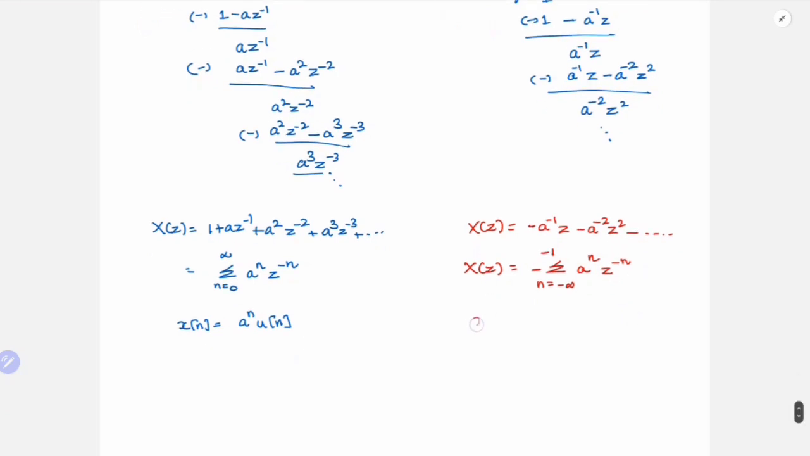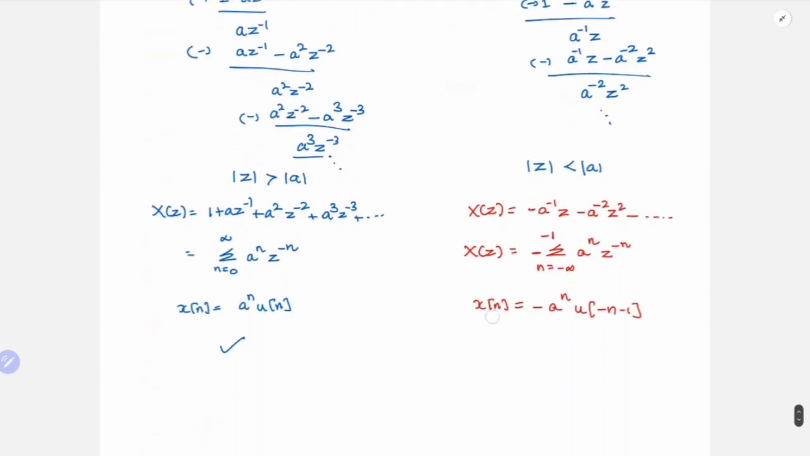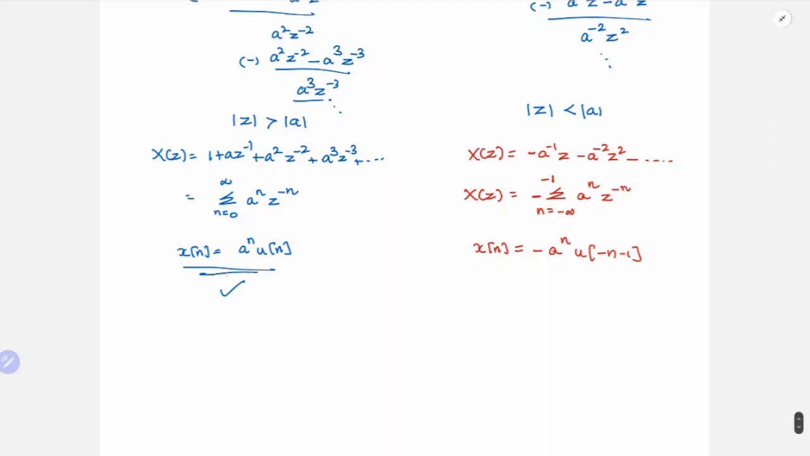So this is nothing but your x of n being a power n minus a power n u of minus n minus 1. It is starting from minus 1, right? I mean, it starts from minus infinity and ends at minus 1. So you use u of minus n minus 1. So this will be your other case of the ROC, right? For mod z less than mod a. This is for mod z greater than mod a, correct? And in our case, this is what we require. They have given mod z greater than mod a. So we should take this one as the answer.